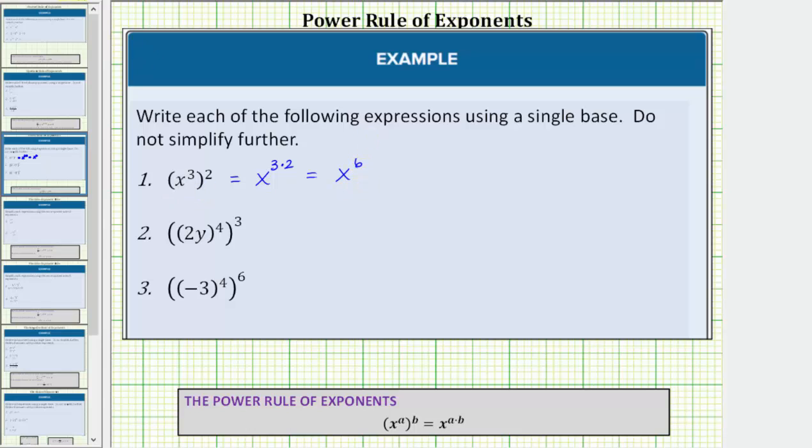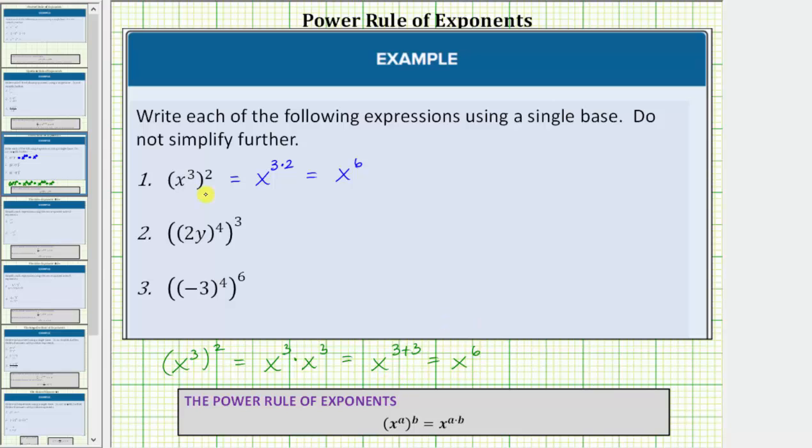Let's take a look at why this makes sense. Beginning with the original expression, x to the third squared, we know the exponent of 2 indicates we have 2 factors of the base, which means we have 2 factors of x to the third, and therefore this is equal to x to the third times x to the third. In this form, we can apply the product rule of exponents, which tells us when multiplying and the bases are the same, we add the exponents, and therefore x to the third times x to the third is equal to x raised to the power of 3 plus 3, which does equal x to the sixth.